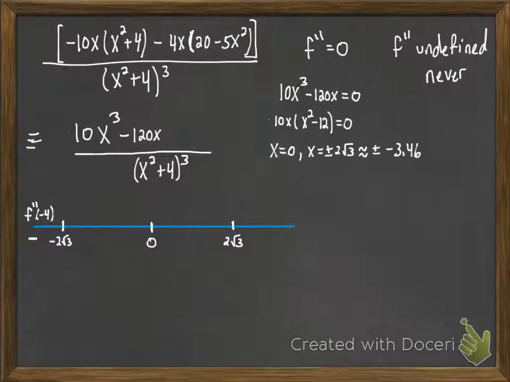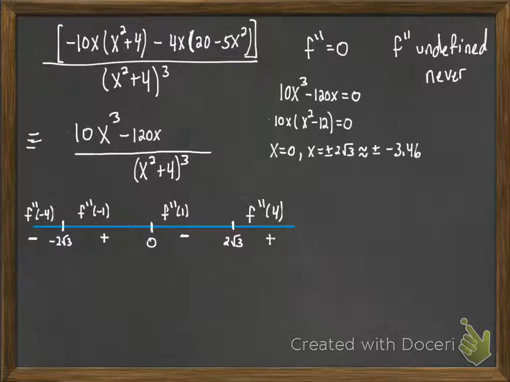Then we want to pick something between negative 2 square roots of 3 and 0. So I believe I picked negative 1. And you're going to find that the second derivative there is positive. Pick something bigger than 0. I'll pick 1. We're going to find that the second derivative is negative there. And then pick something bigger than 2 square roots of 3. I happen to pick 4. We're going to find the second derivative is positive there.